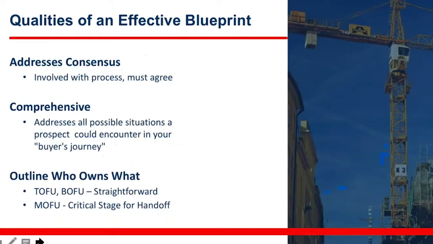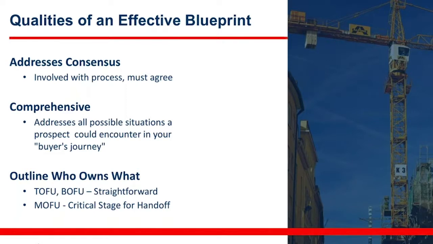So when you're starting to build your blueprint, there's really core qualities that every blueprint should have. The first is the consensus. When you're working on building this blueprint, anyone who's involved with the process has to agree and have buy-in. If a company's marketing team is just putting the blueprint together and not getting any buy-in from sales on it, the likelihood of sales actually following it and feeling like they have any accountability with it is really low. So that's why it's important that it's a joint effort between all people involved in the process.